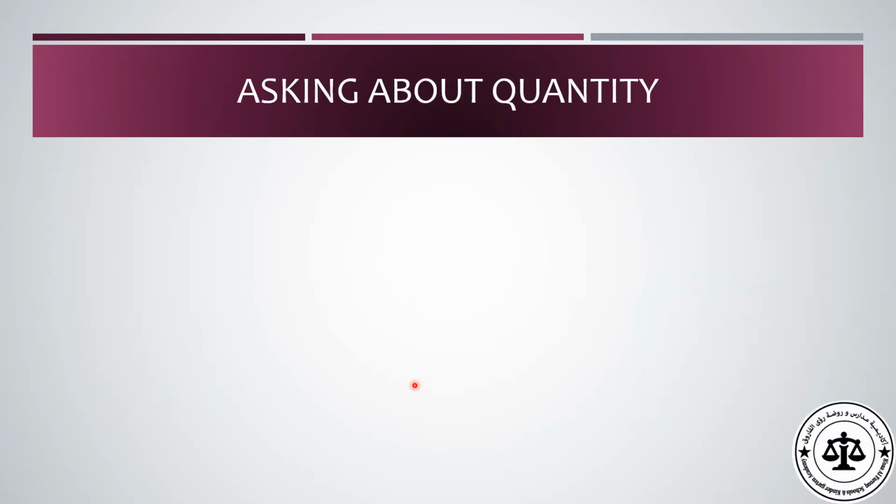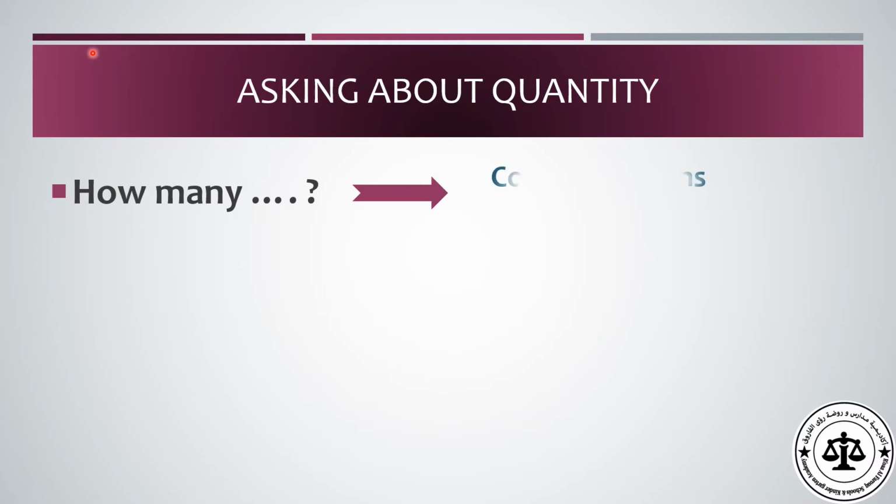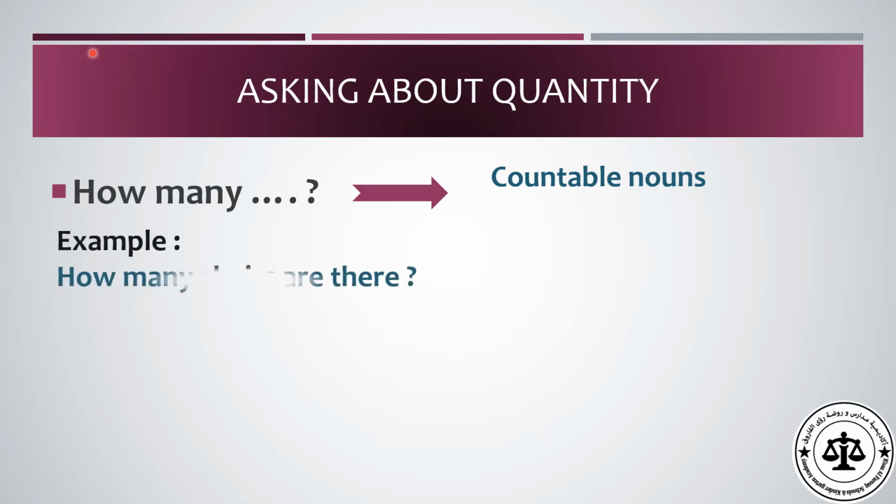Now, if we want to ask about a quantity, بدي أسأل عن كمية شيء معين, we use two forms of questions. The first one is how many. How many comes with countable nouns if we want to ask about something that can be counted. Example, how many chairs are there? Chairs is a countable noun, so we use how many in our question.